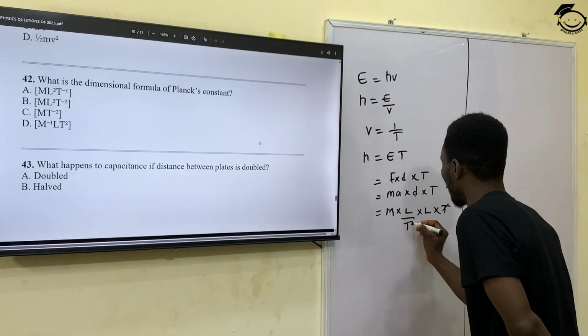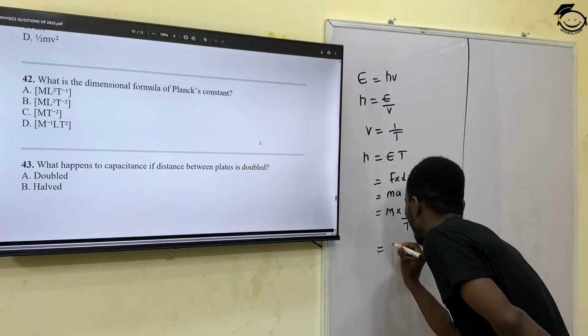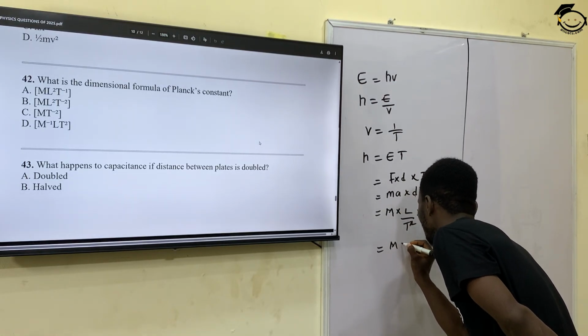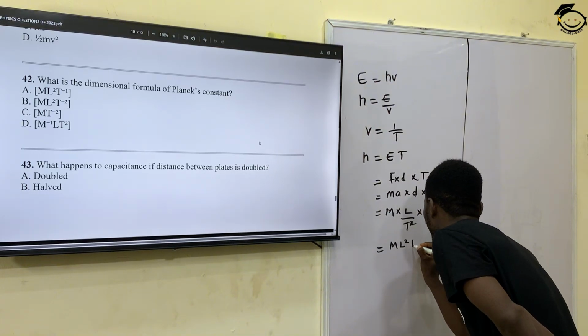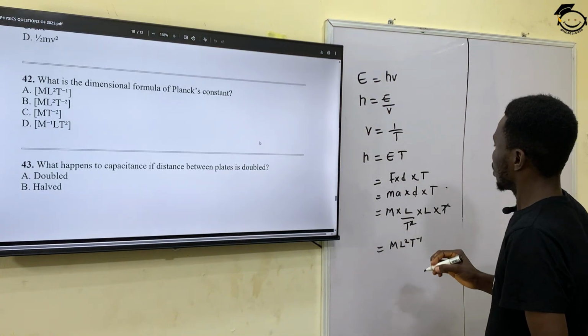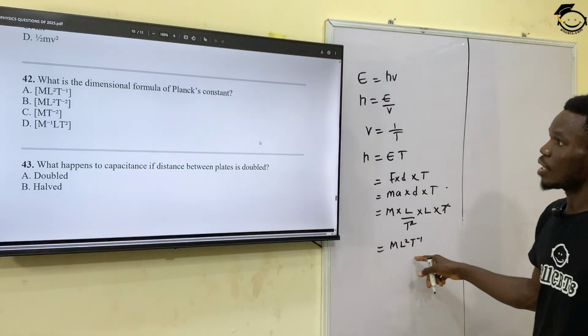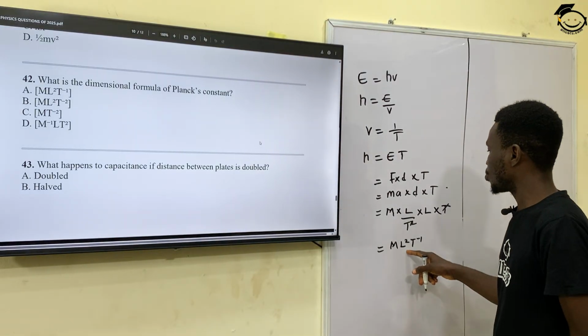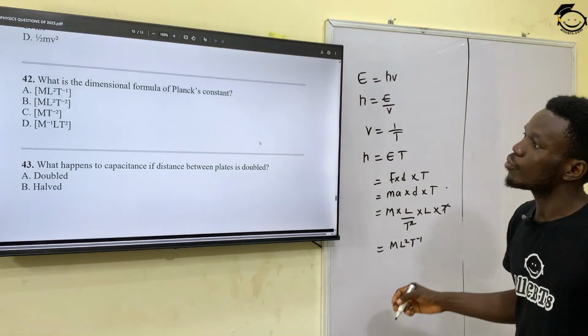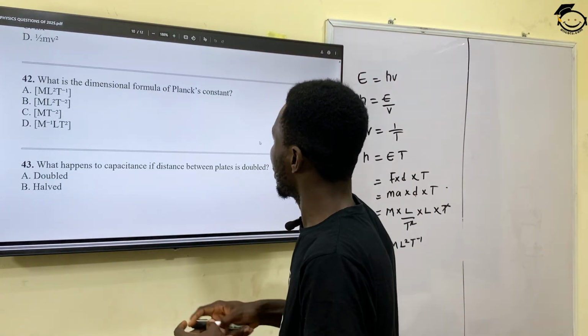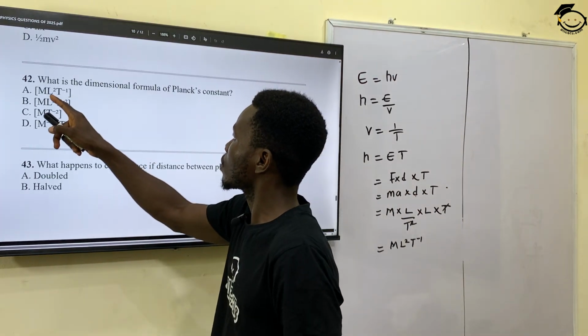So my time squared will cancel this time from here, so I have mass times length squared per time. It means that my dimensional formula is ML raised to power 2 per time, which is what? Option A. ML raised to power 2 per time.